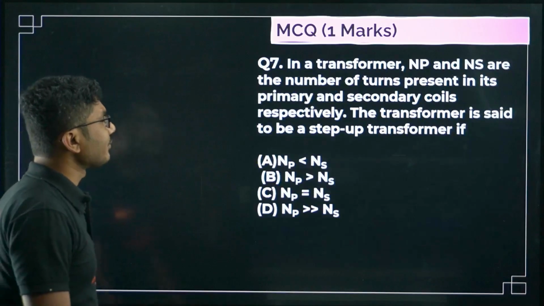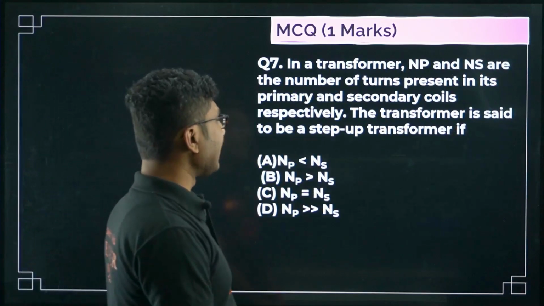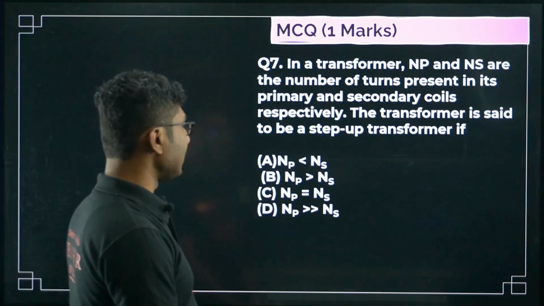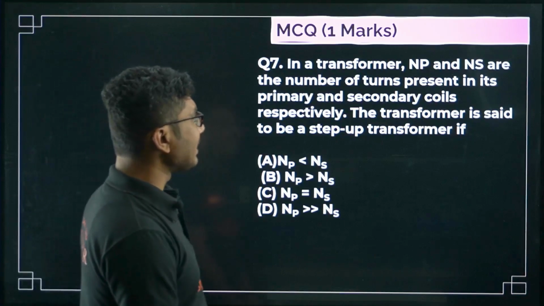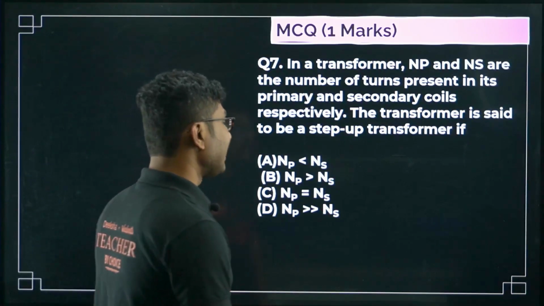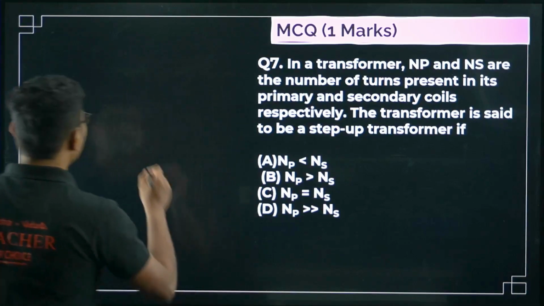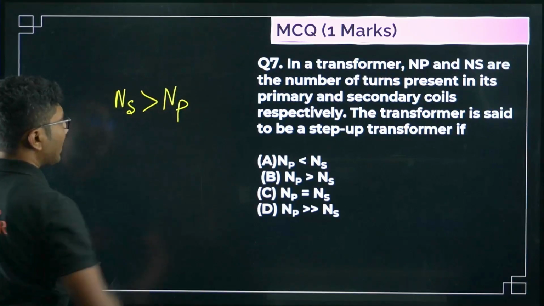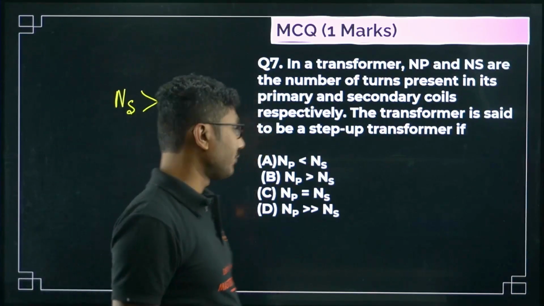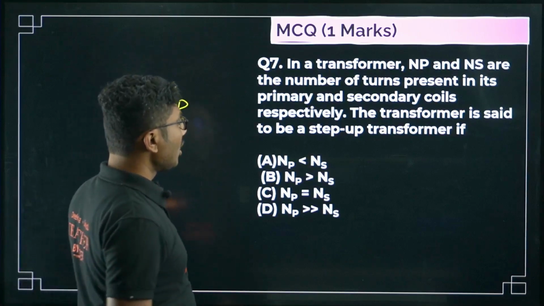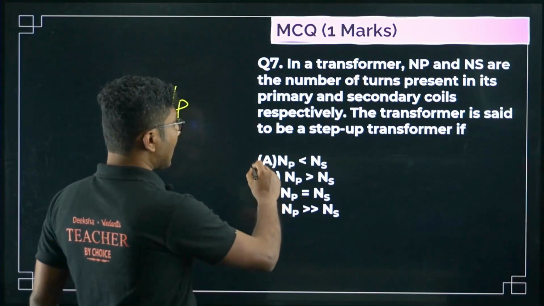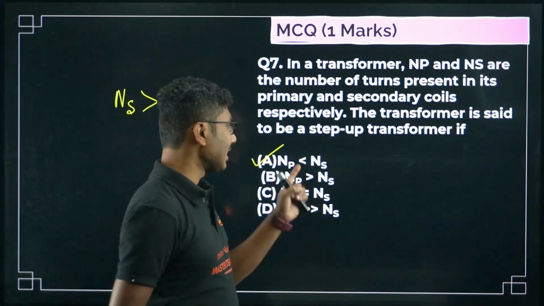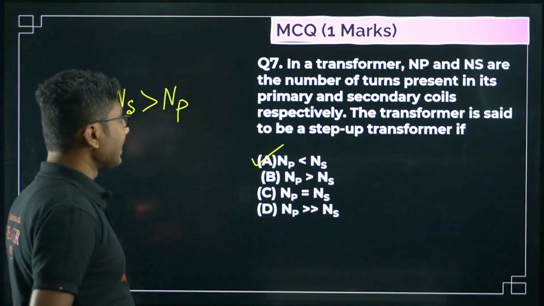Now next question, question number 7. In a transformer, NP and NS are the number of turns present in its primary and secondary coils respectively. The transformer is said to be a step up transformer if. So step up transformer means when the number of turns in the secondary is more than the number of turns in the primary. That is the primary condition for a step up transformer. Now let's see what the given options are. So as we can see from the given options, NP is less than NS. So that is the correct answer, right? So option A is the correct answer.